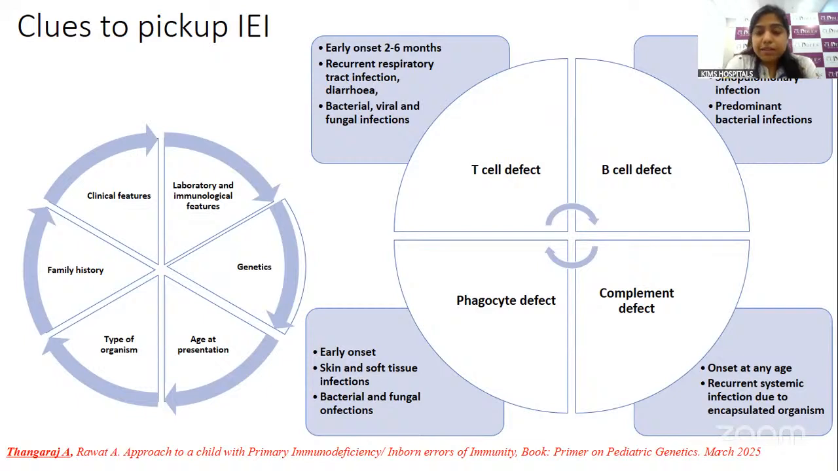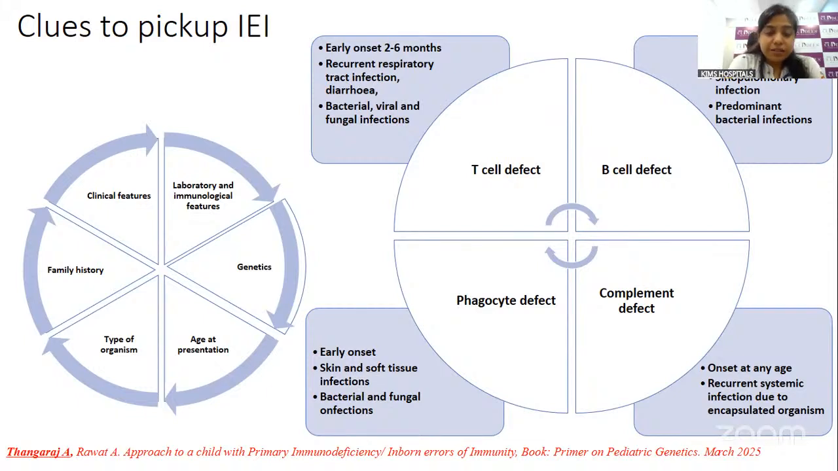In case of B cell defect, they generally present a little late because they are protected by the maternal antibody. So it generally starts from 5 to 7 months, and they'll have recurrent sinopulmonary infections. There are a few B cell defects which have autoimmunity as a predominant manifestation, like Evans syndrome, autoimmune hemolytic anemias, ITPs. They can have some amount of lymphoproliferation. We can have arthritis as a presentation.